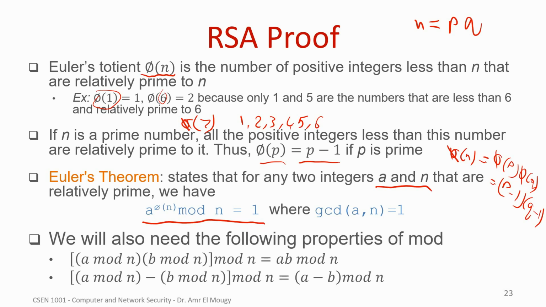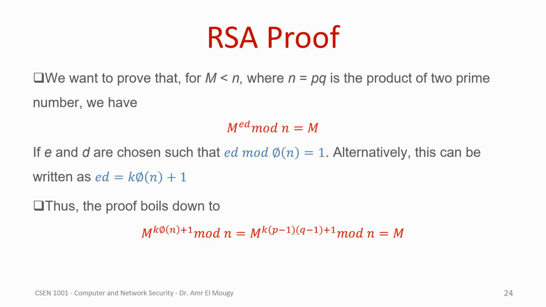Last thing we will need is some properties of mod. If you have a mod n multiplied by b mod n all together mod n, this is equal to ab mod n. And if you have a mod n minus b mod n all together mod n, this is equal to a minus b mod n. Okay? Okay, now we are actually ready to go into the proof of RSA.